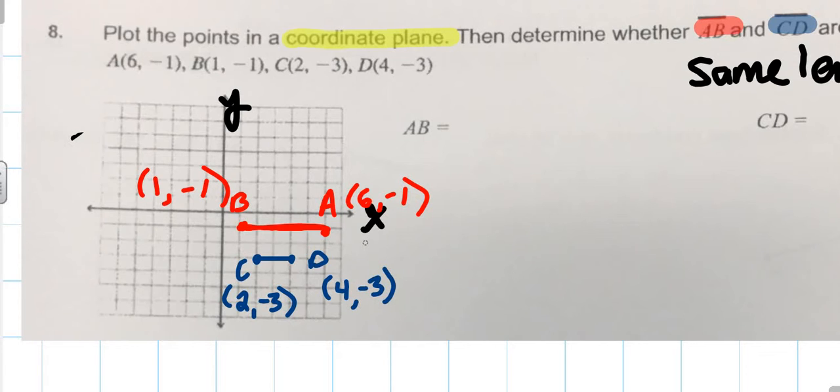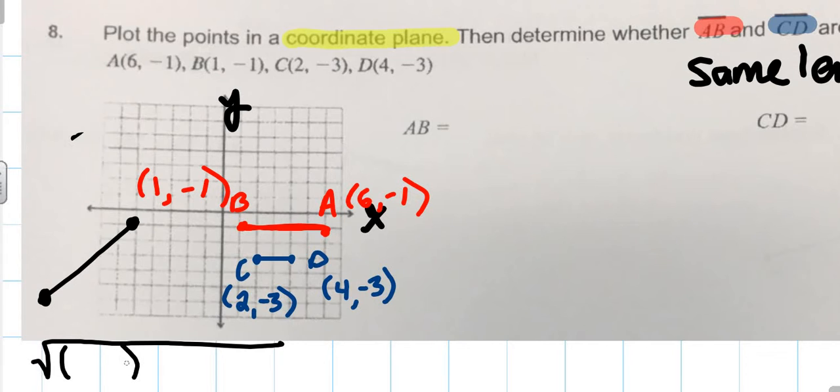Now, since they're completely horizontal, to find the distance, all you do is you simply count the units. Now, if a line is at a diagonal or at a slant, you use a different equation. It's called the distance equation. Let me just show you what that looks like so you can see it in the future. But we're not going to use this now because this is very easy.